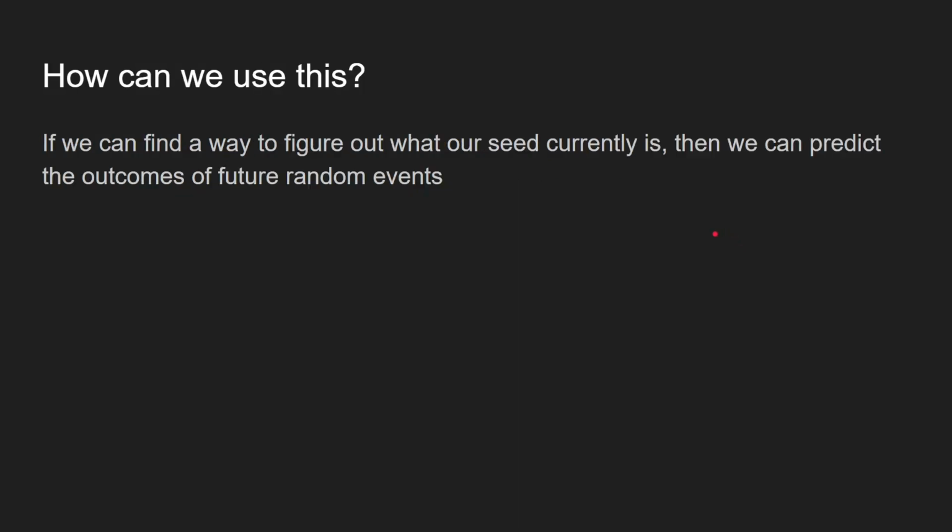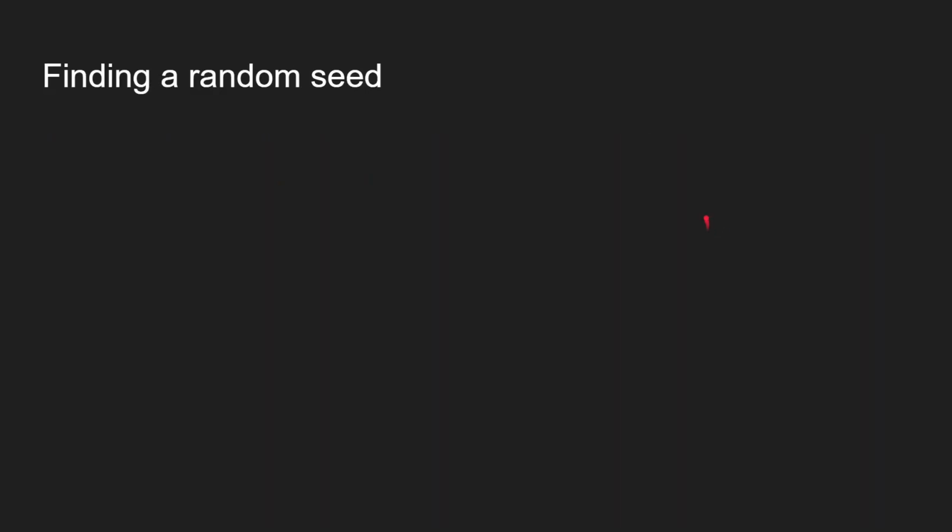So how do we use that? Well, if we can find out what our seed currently is, then we can use that to find all the random events that'll happen next, or rather the other outcomes. So how do we find the random seed?